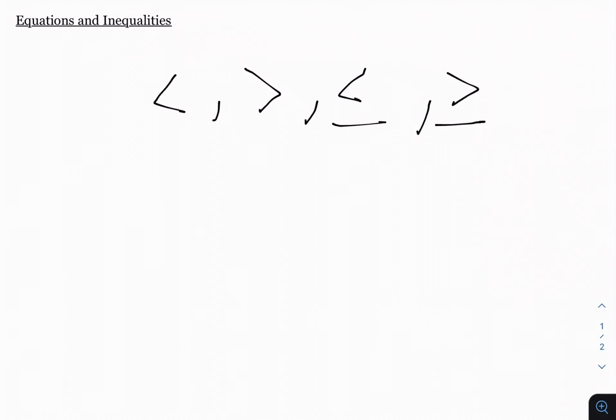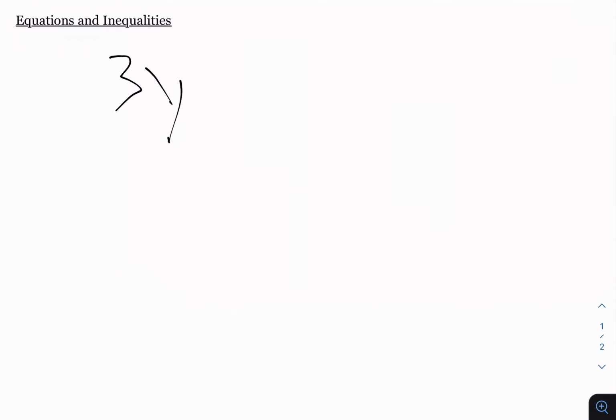So how would this look? Well, it looks similar to equations. Let's use 3x minus 5 is less than or equal to 10. How do you solve this? Well, you solve it the same exact way as equations.